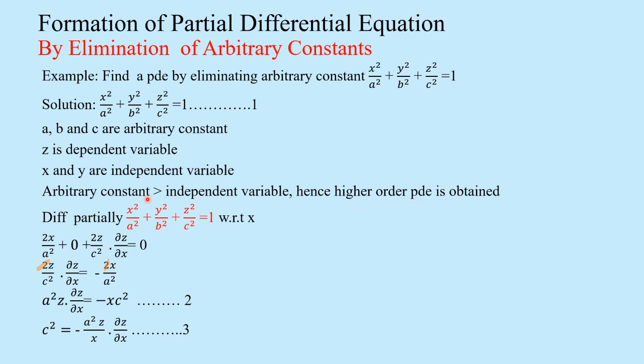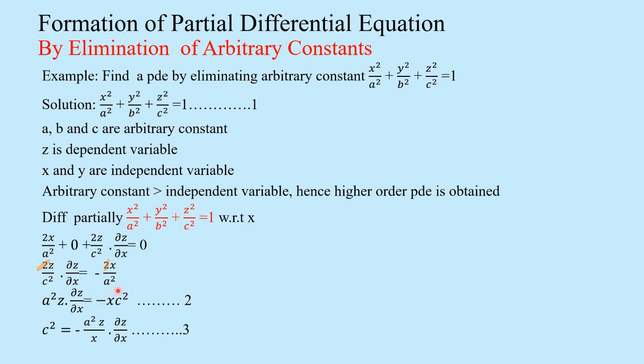So here, partial differentiation of this with respect to x. This will become 2x by a square plus this term, when we differentiate y with respect to x, it will become 0. z square will become 2z. This c square is constant, so it will be like this. Then again differentiation of z will be dou z by dou x. Now simplifying it, bring this term here. So it will become minus 2x by a square. Now this 2 and this 2 will get cancelled.